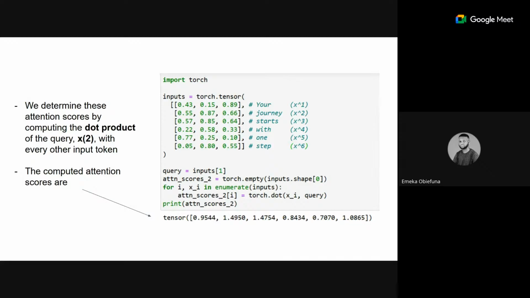We have to get the dot product. So this code is showing us the attention scores of the first input token with respect to this guy called Johnny, like that. Then the second input token, which is Johnny with respect to itself, has the attention score for the second one, the third one, and like that.